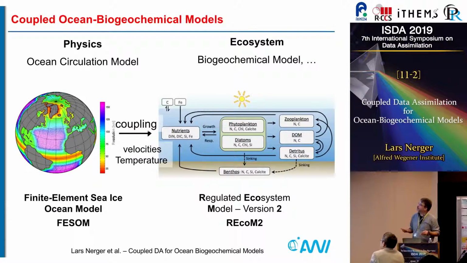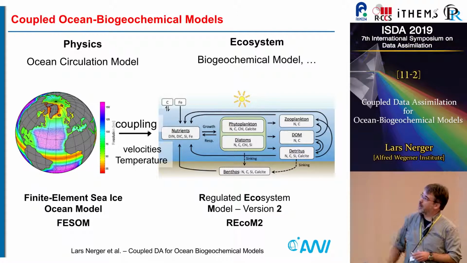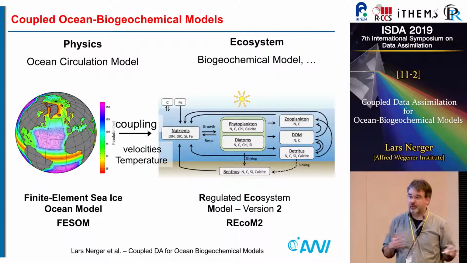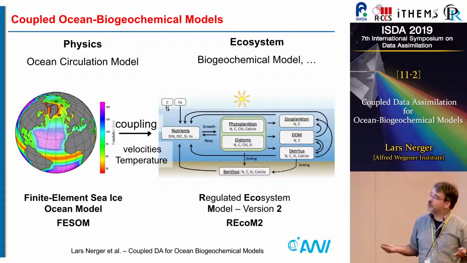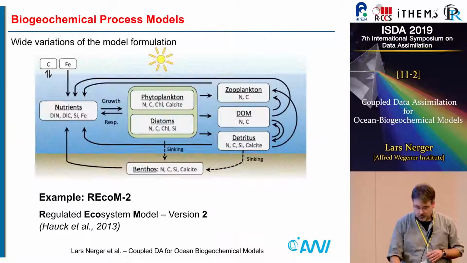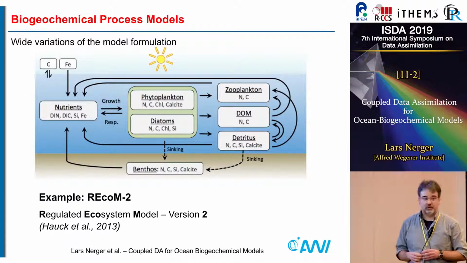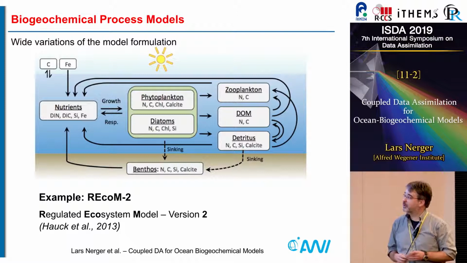What we have is a coupled model, so an ocean circulation model, which is then driving the biogeochemical processes model mainly through velocities and temperatures. So the ocean model is giving us the advection of the biogeochemistry, and the temperature is important for the biogeochemistry processes. Biogeochemical process models have a wide variation of formulations, and this is one example model that we have at our institute.